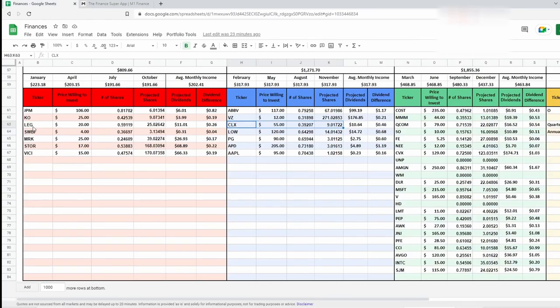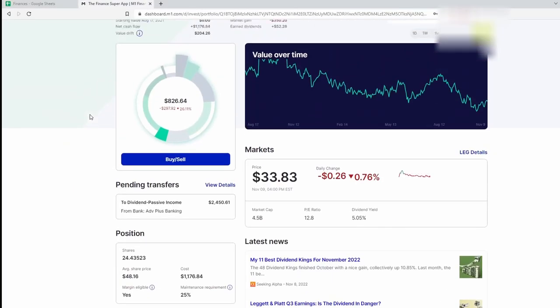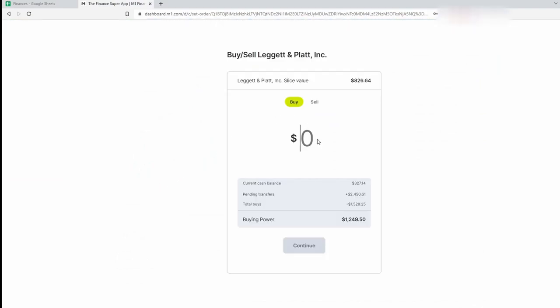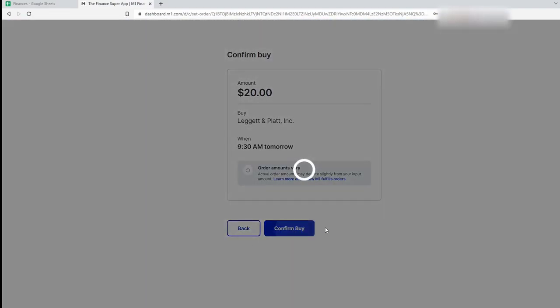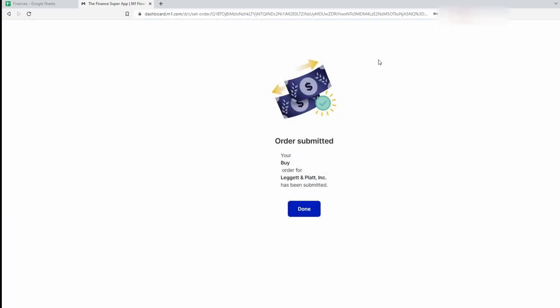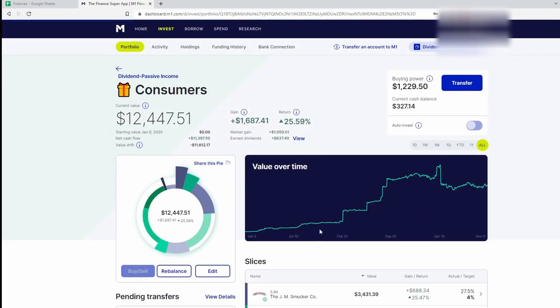Leggett & Platt is actually over here. And I got to put in 20 bucks to then get to the next share price or to then get to the next share of 25 shares. So we're going to put in $20 into Leggett & Platt. Let's put in 20. Very nice. Okay. And we're done with that.